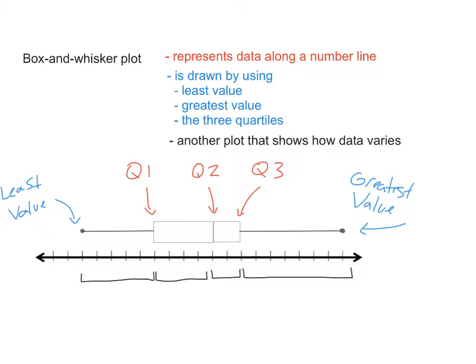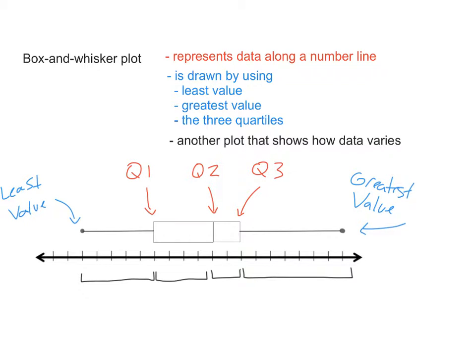Well, it represents data along a number line. And I didn't put any numbers down here right now, this is just an example, but normally there would be numbers here, and it's drawn by using the least value, the greatest value, and the three quartiles of some data set. So we got a list of numbers there, we know how to find least, greatest, and the three quartiles, and that's actually what we use to draw the box. And it's just another plot that shows us how data varies.